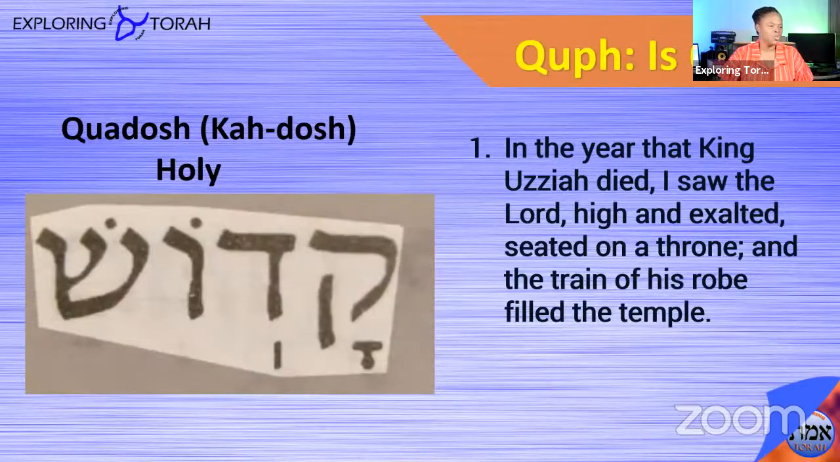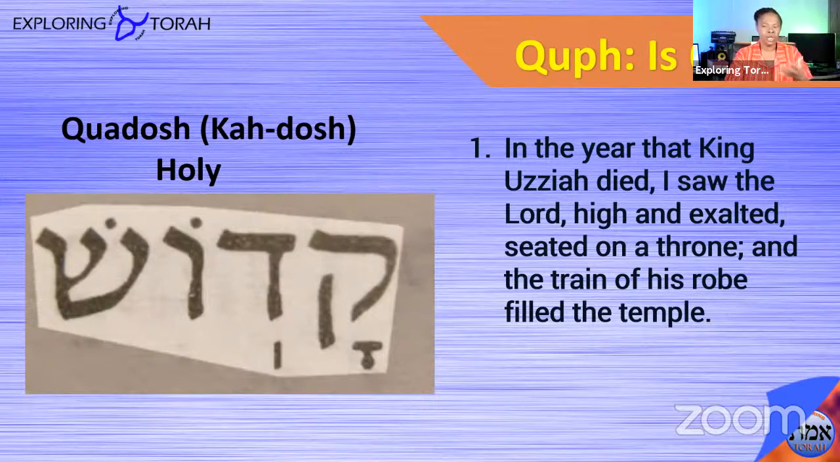Isaiah 6, verse 1 to 3. We're going to talk about this, and I know the gentleman spoke about this story last week. In the year that King Uzziah died, I saw the Lord high and exalted, seated on a throne, and the train of his robe filled the temple.